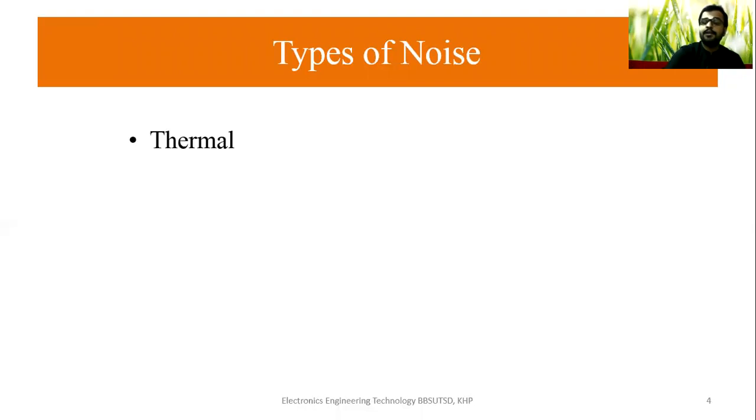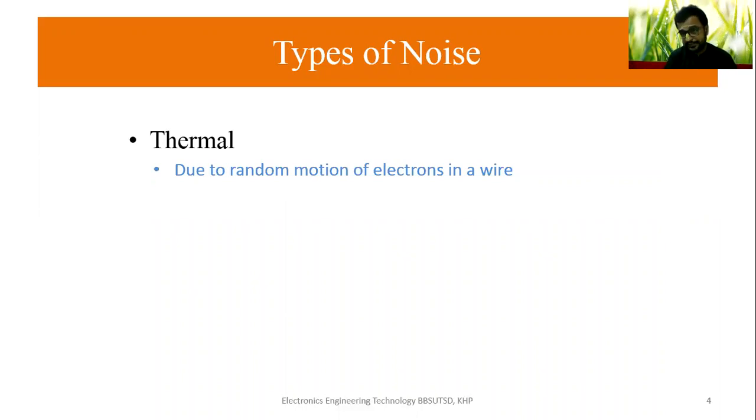First of all, thermal noise. This is noise produced due to the random motion of electrons in a wire, or you can say in the medium. So the noise due to the motion of electrons is known as thermal noise. And then we have crosstalk noise.